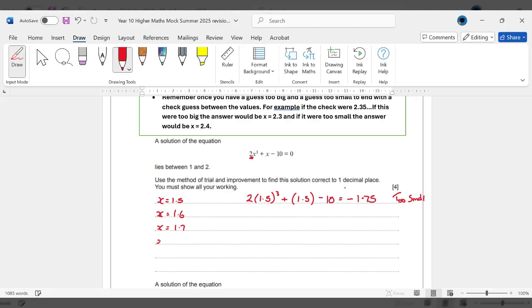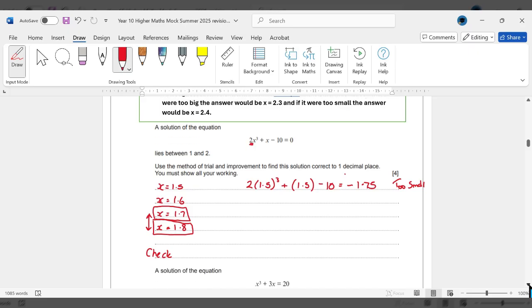I'm not going to do this because I just think it's a nice, easy one. Once you find one that's too big, you have to do a check. So I'm guessing here, because I haven't done it myself, if 1.7 is too small but 1.8 is too big, then you would do a check, which is halfway between those two. So in this case, it would be 1.75. If your check is too big, the answer is the lower one. And if your check is too small, the answer is the bigger one. And that's all I want to say on trial and improvement for you, because there's more pressing matters at hand.